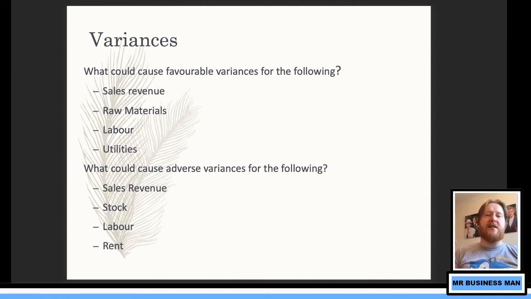What could cause adverse variances for the following? Sales revenue, we don't sell as much as we thought we were going to. There's some kind of massive, what's it called, external influence that makes a big difference. Stock, some kind of issue with creation of it. If you're reselling stock, if you're getting it from abroad, maybe some issue between getting it here and something like that.